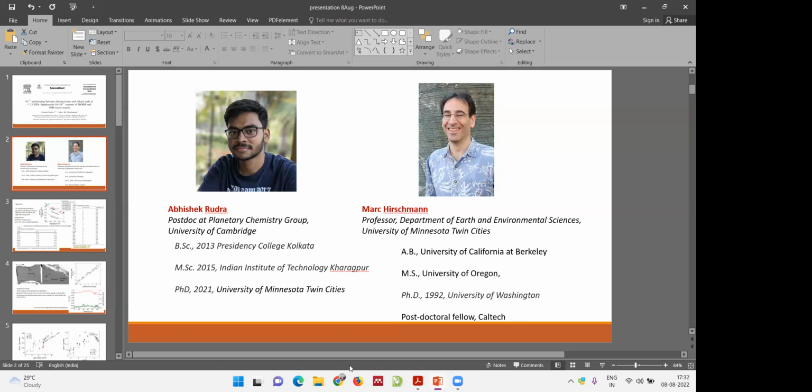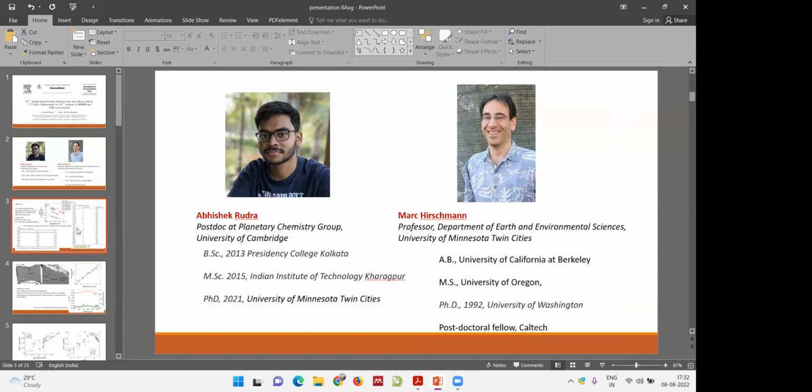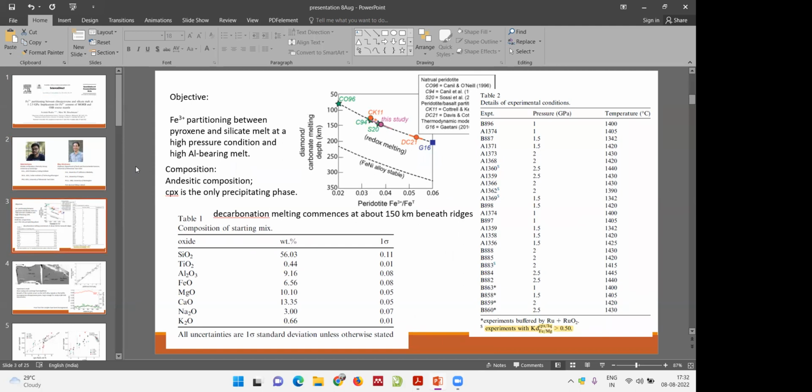So the main objective of the paper was to find the ferric iron partitioning between pyroxene and silicate melt at high pressure conditions and with a high aluminum-bearing melt. Earlier, Abhishek Rudra had a paper in 2021, which was also on the partitioning of iron between clinopyroxene and silicate melt, but that was at a lower pressure condition. So this is at a higher pressure condition and with a higher aluminum concentration.